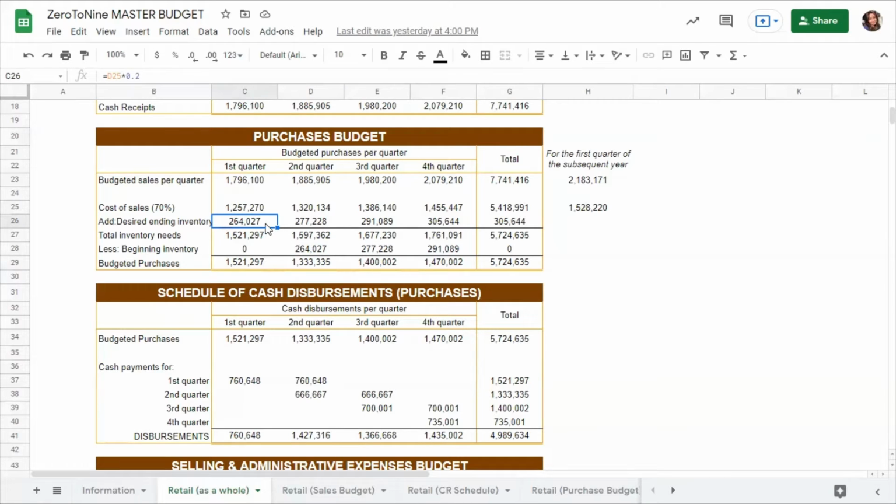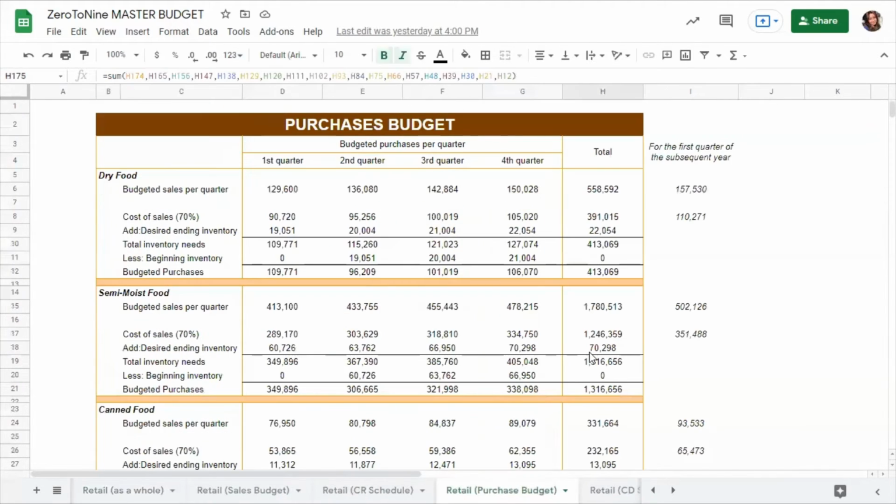So we just copy whatever desired ending inventory we have from the previous quarter to the beginning inventory for the second quarter, or for the current quarter. So for all the products, our budgeted purchases in our retail operation is 5,724,635 pesos. To show you our per product computation, we move to another sheet, this one.